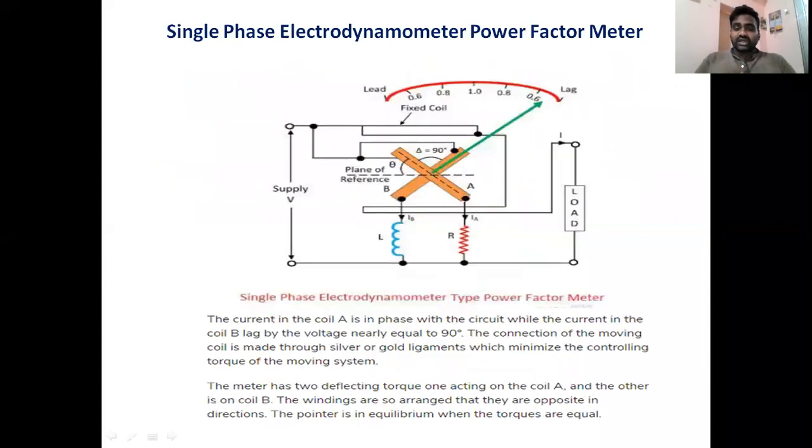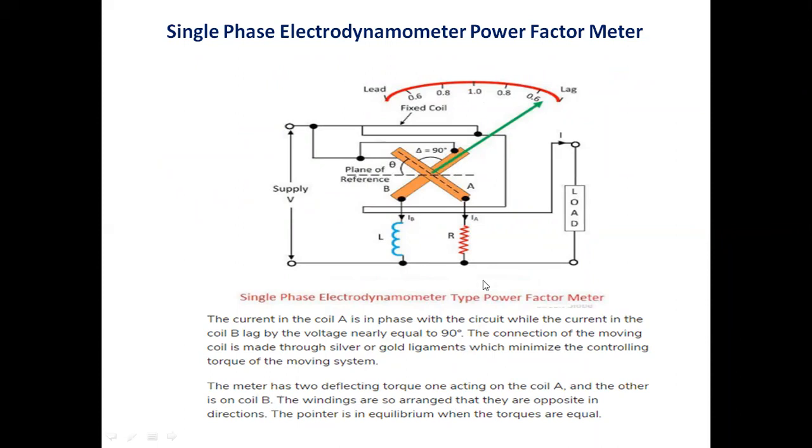So this was the construction and analysis. Now let us discuss the working principle of the single phase electrodynamometer type power factor meter. The current through coil A is in phase with respect to the voltage. The current flowing through coil A is represented as I suffix A, and the current flowing through coil B is represented as I suffix B.